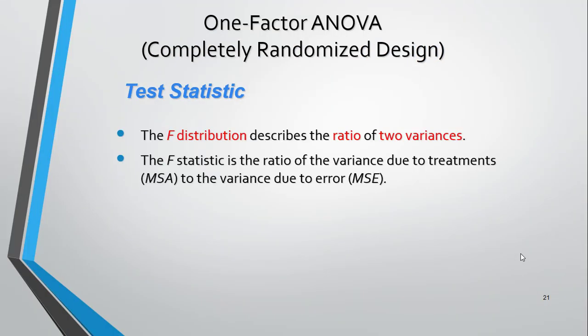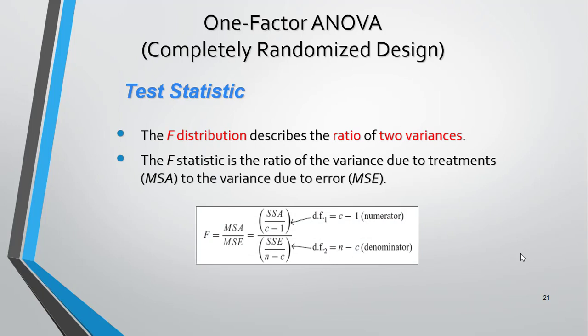Test statistic. The F distribution, as we said before, describes the ratio of two variances. The F statistic is the ratio of the variance due to treatments, MSA, to the variance due to error, MSE. F equals MSA over MSE. MSA equals SSA divided by its degrees of freedom, C minus 1, the numerator degrees of freedom, and MSE is SSE divided by its degrees of freedom, DF2, N minus C, the denominator degrees of freedom.